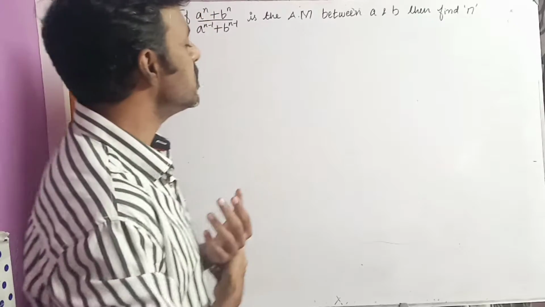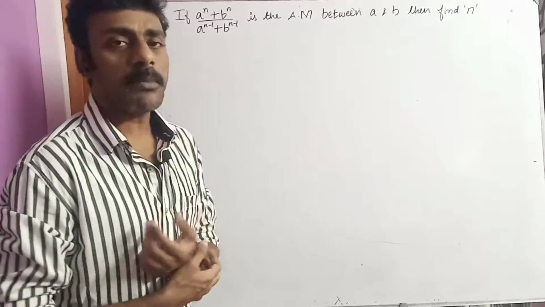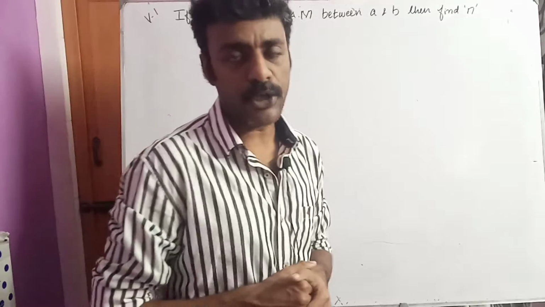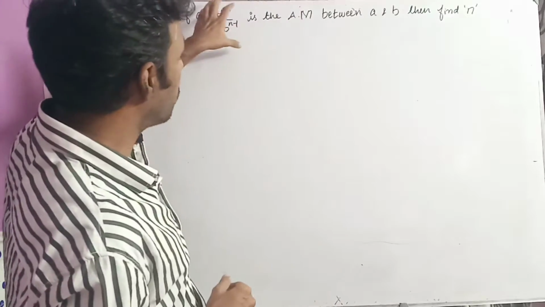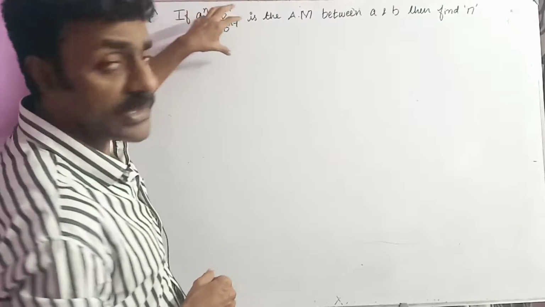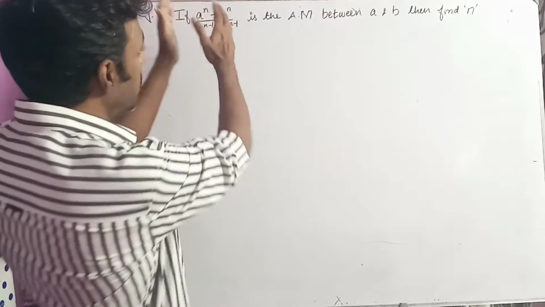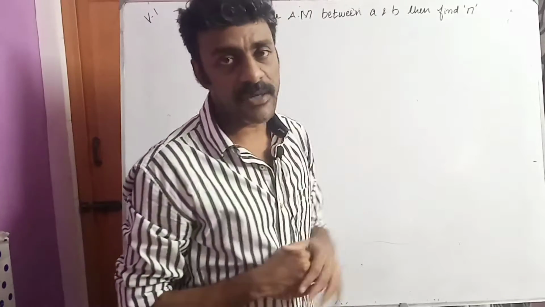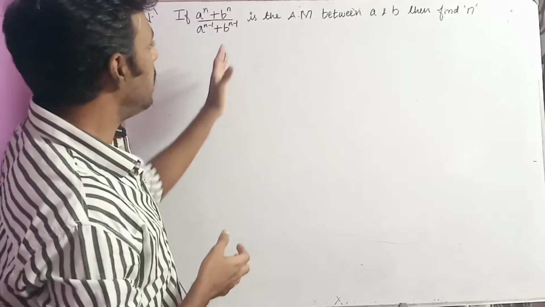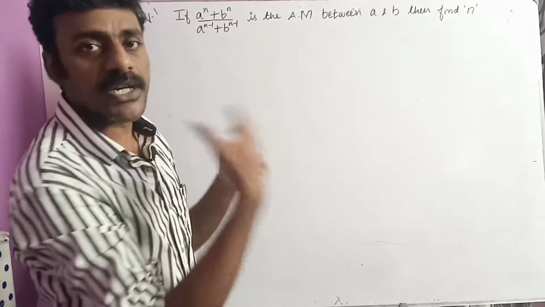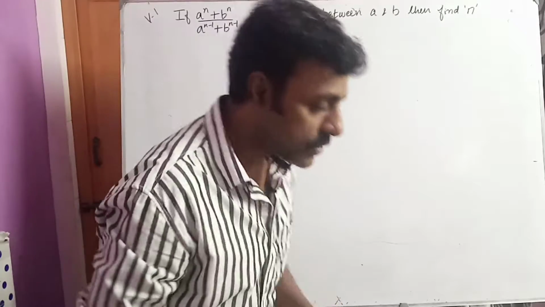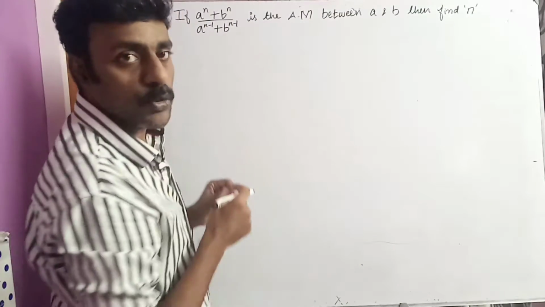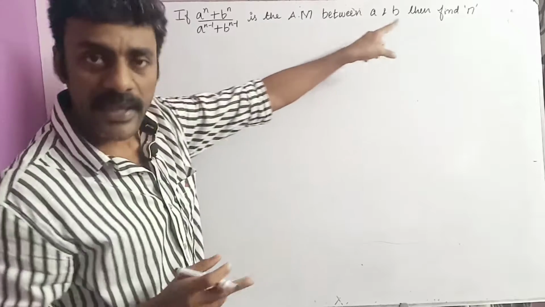What we need to do is this: the general form of the arithmetic mean between two terms a and b is nothing but (a + b) divided by 2. But here they have brought a new expression and they are telling us that this expression is the arithmetic mean between a and b. So we need to equate this expression with the general form given to us. The general form is (a + b) divided by 2, because that is the arithmetic mean between a and b.